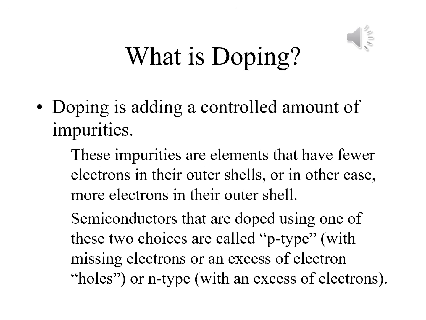What this typically means is that we are adding into the semiconductor material impurities that have in their outer shells either fewer electrons than in the semiconductor material or more electrons than in the semiconductor material. The first type, with missing electrons or an excess of electron holes, are called p-type semiconductors. Those with an excess of electrons are called n-type semiconductors. Our use of these in conjunction with each other is something we'll talk about in about a minute or less.